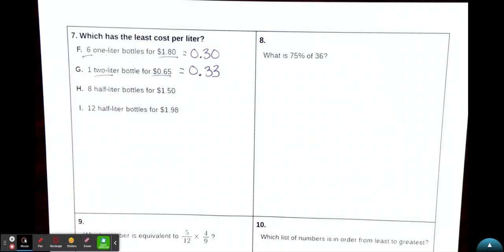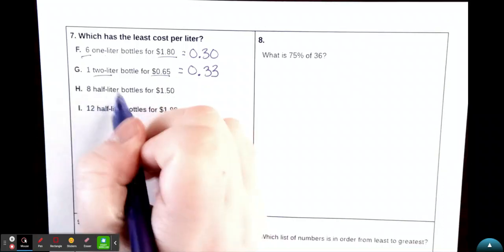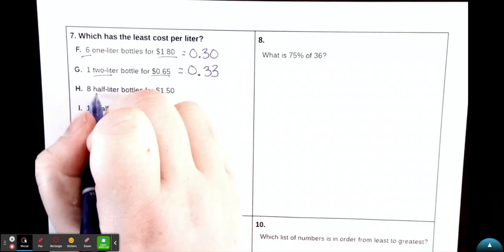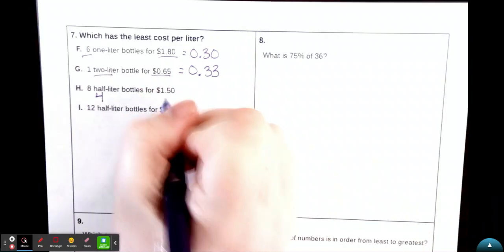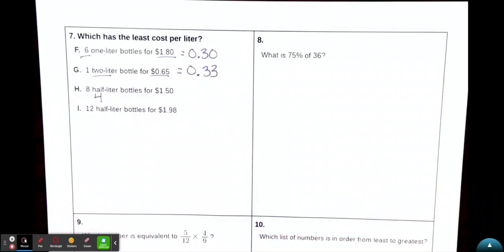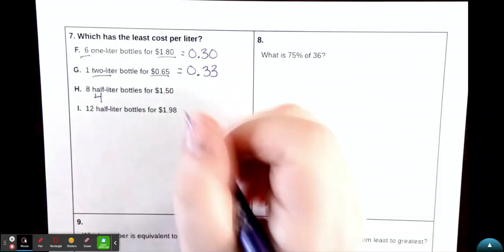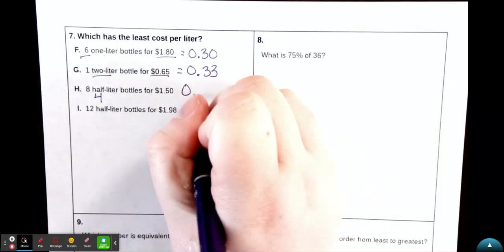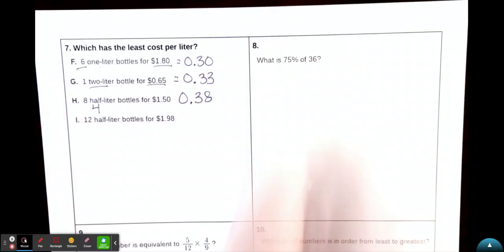8 half-liter bottles. So if we have half-liter bottles, how many whole bottles do we have? Yeah, so 8 half-liters is 4 whole liters for $1.50. So what are we going to do with that? Yeah, $1.50 divided by 4, which gives us 0.375, and rounding it, we go to 0.38, so 38 cents per liter.